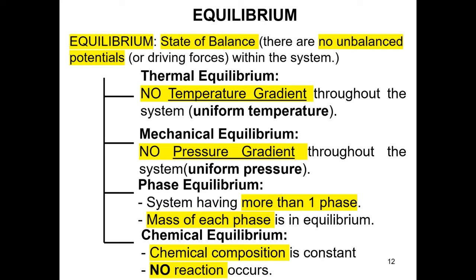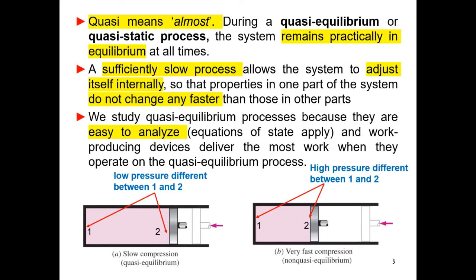So all these are some of the terms that we use in thermodynamics. There's another term called quasi. Quasi means almost. At times in our investigation, we need to use this quasi, because in a quasi-equilibrium or quasi-static process, the system remains practically in equilibrium at all times.